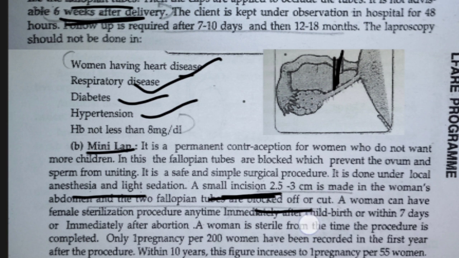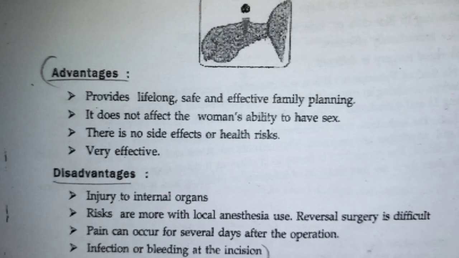Immediately after the birth, or immediately after an abortion, the woman can undergo mini lap. The only problem is that even after performing this mini lap, there is a chance that the woman might get pregnant. In previous days, only 1% in 200 women used to get pregnant, while now 1% per 55 women are getting pregnant. What are the advantages and disadvantages of the female sterilization method?